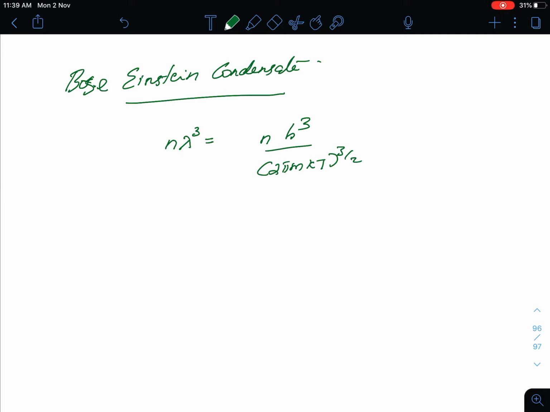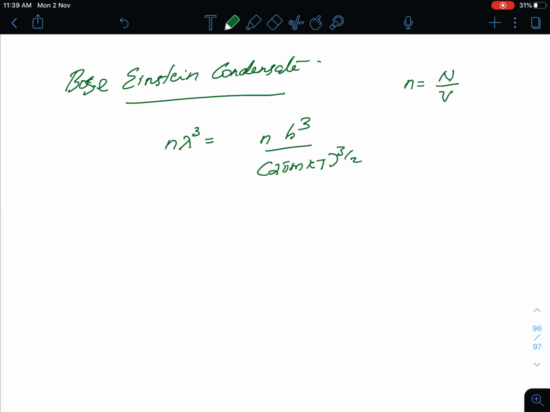This quantity, the mean thermal wavelength, is inversely proportional to the temperature, and n lambda cube is directly proportional to the particle density, where small n is equal to capital N by V. That means the number of particles per volume, which is the particle density.